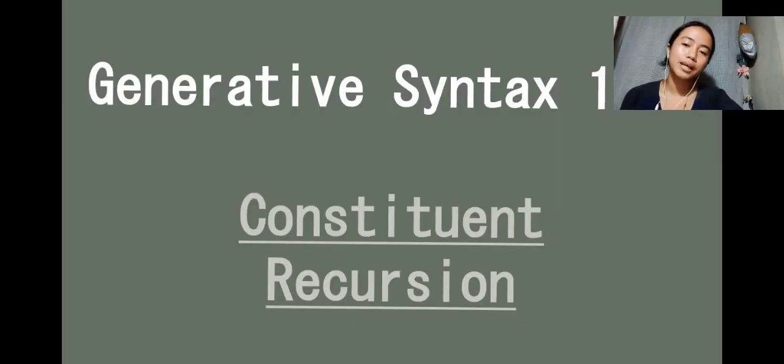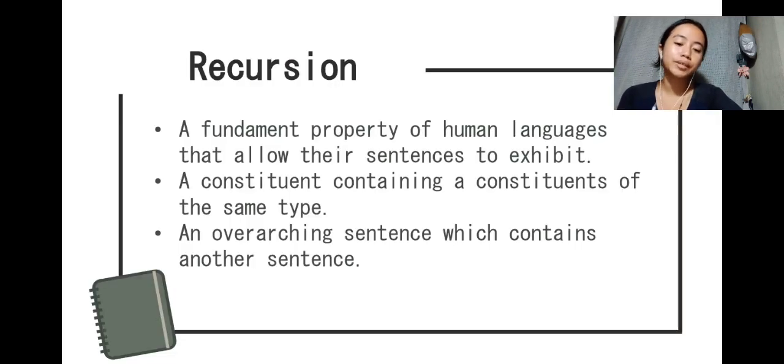Now, let's proceed to the last, which is generative syntax on constituent recursion. So, what is recursion? A fundamental property of human languages that allows their sentences to exhibit it. Recursion is a constituent containing a constituent of the same type. Recursion is an overarching sentence which contains another sentence.